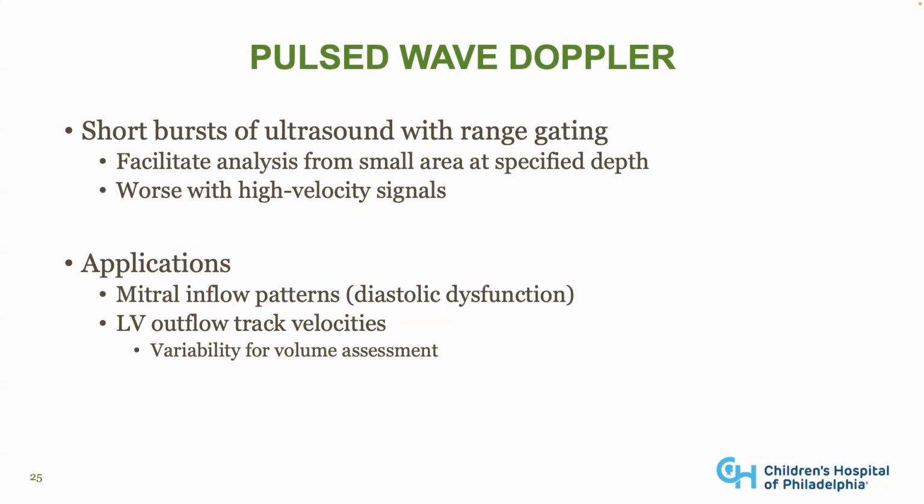It doesn't work quite as well with high velocity signals, but it's something that we would use for mitral inflow patterns, understanding diastolic dysfunction. You put a gate over different aspects, so you can put it over the mitral inflow to be able to see that. We use it for the LV outflow tract velocities, looking near the aortic valve to see the velocities of the outflow tract, to understand some of the volume assessments and variability to be able to better tell whether they would be fluid responsive.